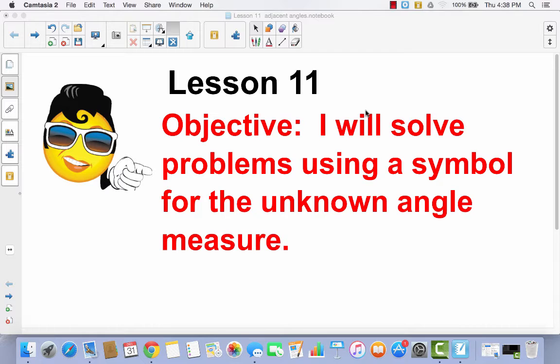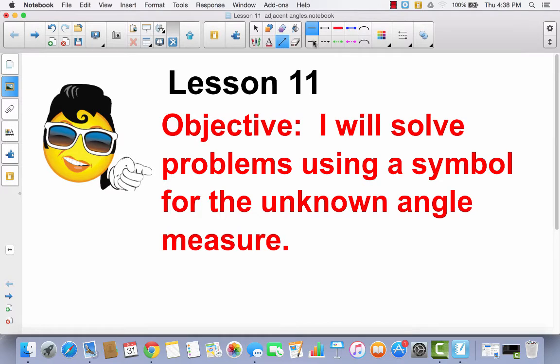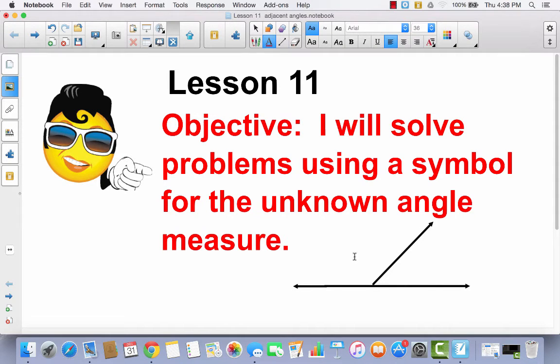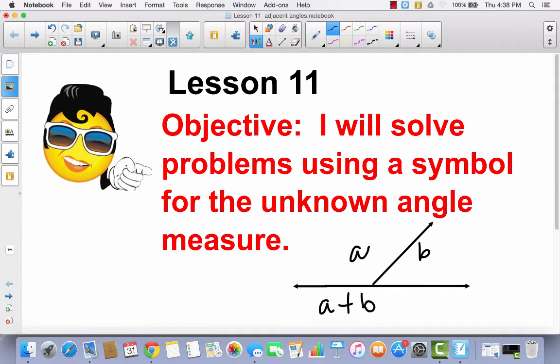If you think back to Lesson 10, the big idea was that if you had two angles making a straight angle, made up of two parts, and we took angle A and added it to angle B, they had to equal what? If this is a straight angle, A plus B had to equal 180 degrees.